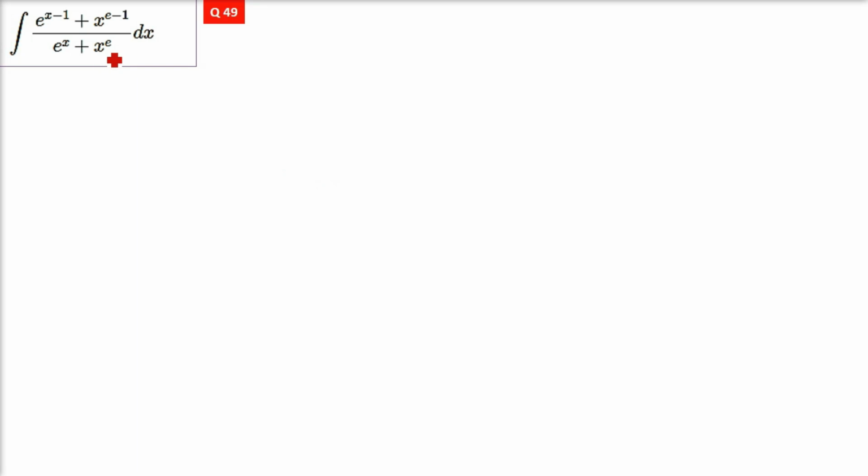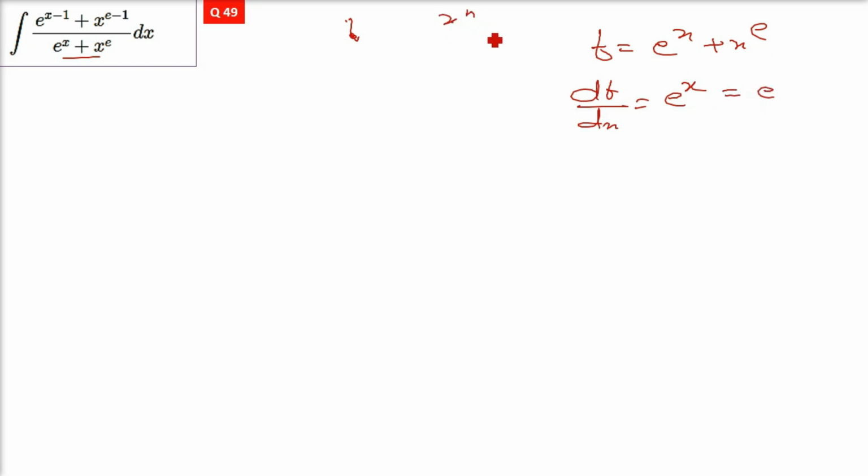Next one is e raise x minus 1 plus x raise e minus 1 divided by e raise x plus x raise e. Okay, let us take this denominator as t. So e raise x plus x raise e will be t. dt by dx will be what? e raise x remains e raise x. x raise e is like x raise n, so when you differentiate x to the power n, it will be n x to the power n minus 1. So this will be e x to the power e minus 1.